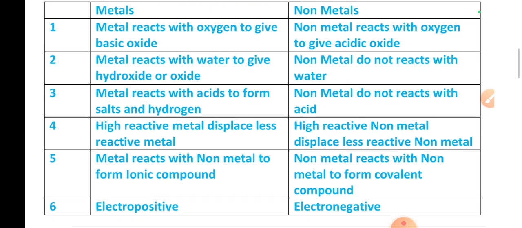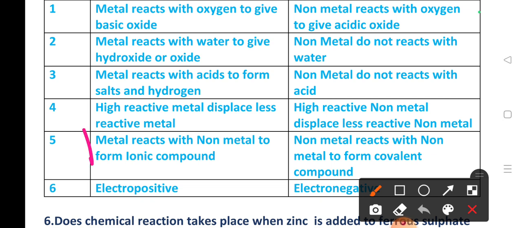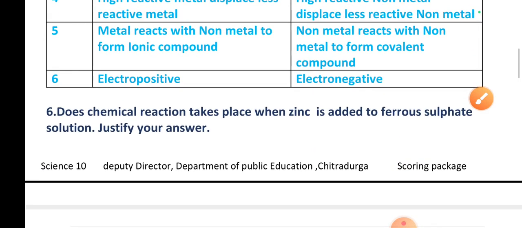Metals are electropositive, non-metals are electronegative. For example, sodium Na+ is electropositive, and the non-metal chlorine Cl- is electronegative.